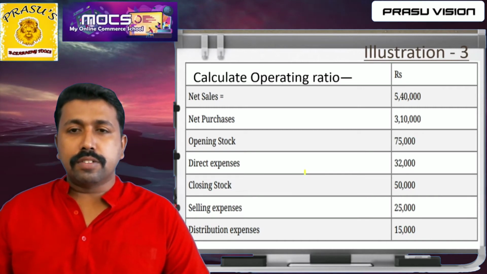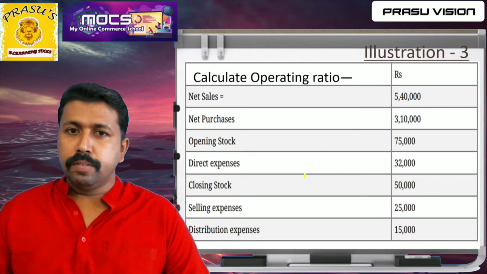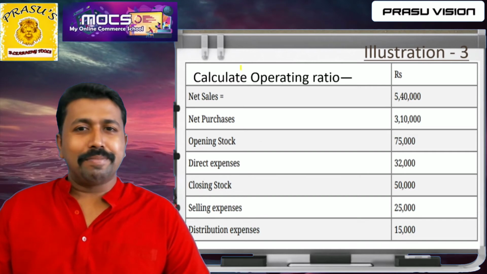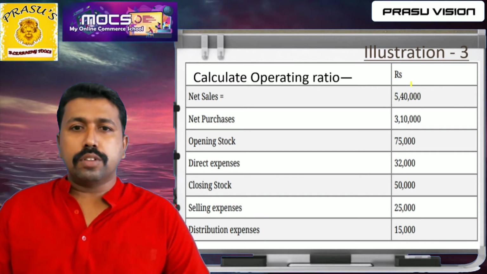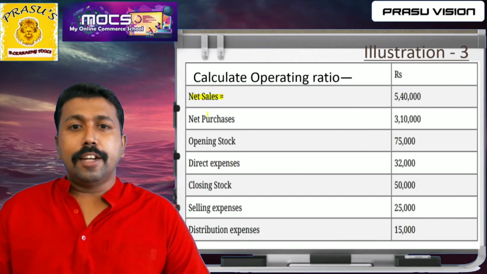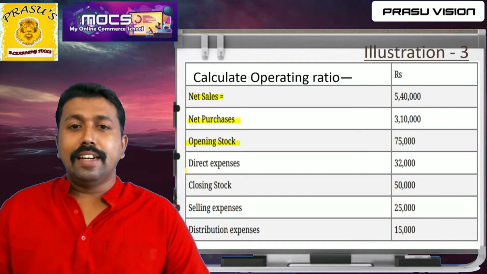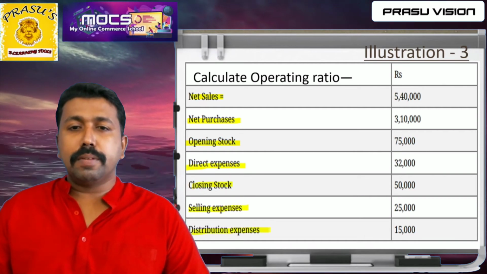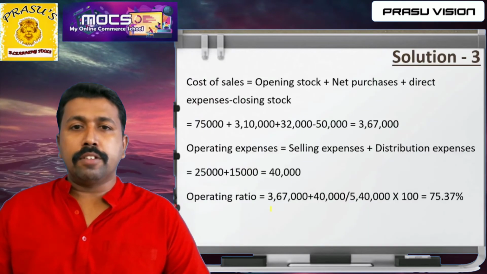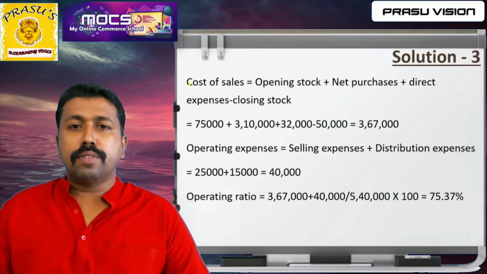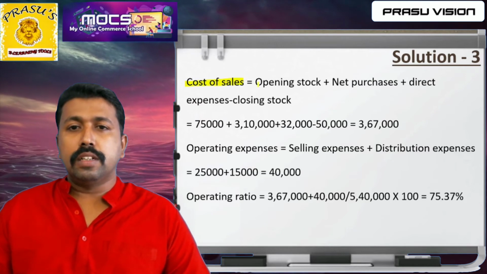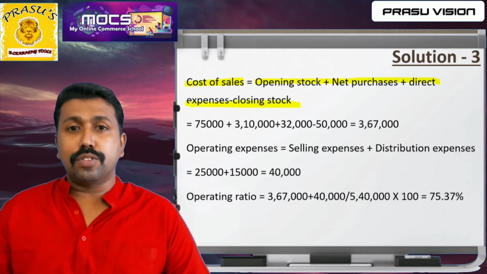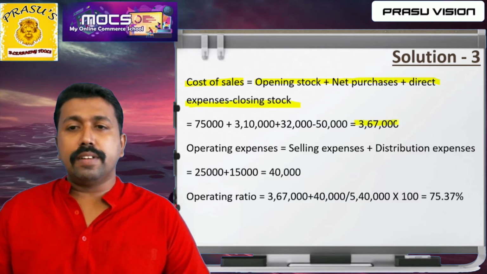Another question is there to calculate the value of operating ratio. That will clear your doubts and you can enrich your knowledge regarding the calculation of operating ratio. So we have to go through the question. Net sales is there and net purchase is there, opening stock value is there, direct expense is there, closing stock value is there, selling expenses are there, distribution expense is there. So we have to frame the equation using that information. Cost of sales we can find out, cost of revenue from operation: opening stock plus net purchase plus direct expense minus closing inventory or closing stock. So we will get 3,67,000.